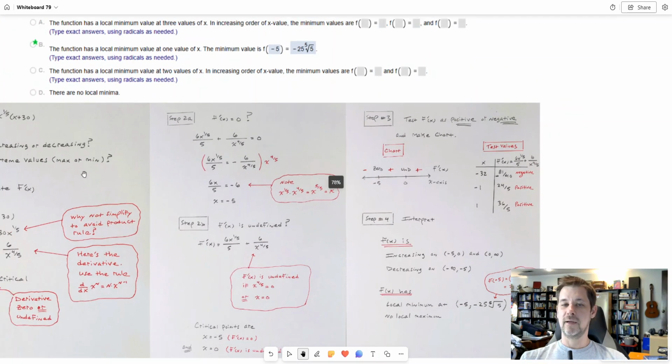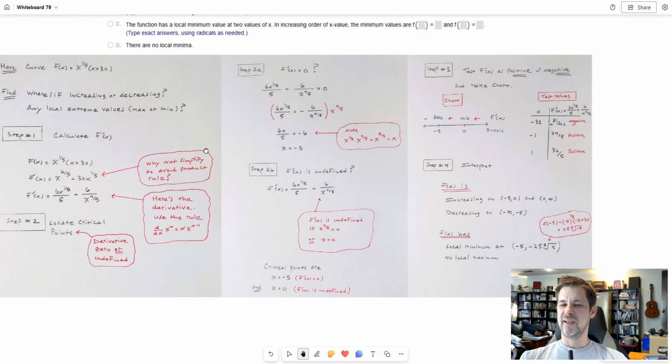That whole procedure, I guess most specifically through steps 3 to 4, is called the first derivative test. So you can solve other problems the same way. The only difference might be that the derivative would be a little bit different. Maybe the algebra solving for the critical numbers would be a little bit different. But the first derivative test itself, the test values, the chart, and the interpretation, that would be the same in each case.